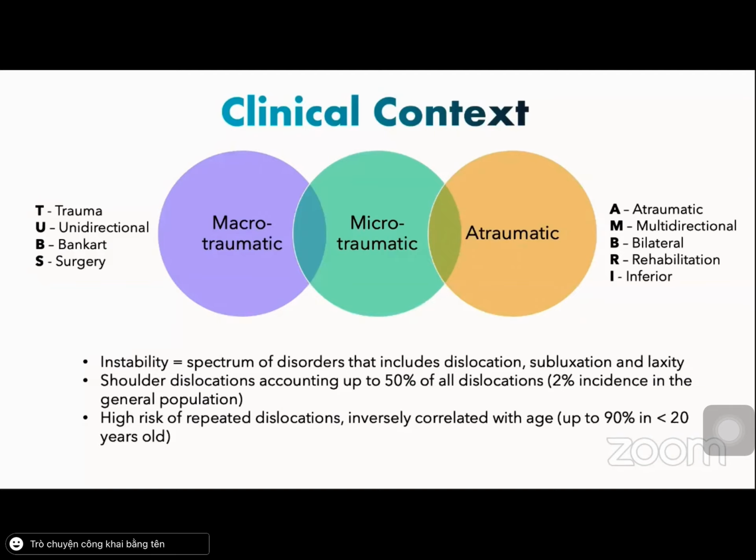Shoulder dislocations account for up to 50% of all dislocations in the body, and prevalence is about 2% in the general population. In younger patients, there is a high risk of repeated dislocation after the first incidence.